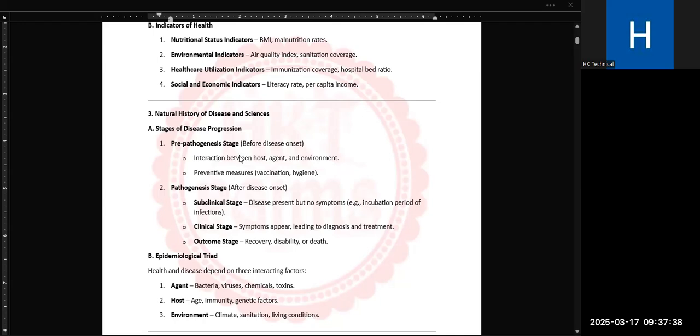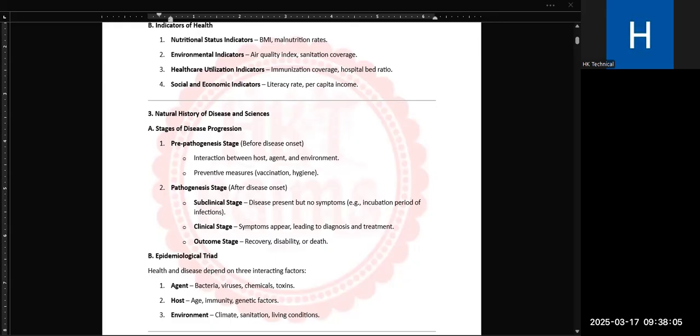So, the pre-pathogenesis stage. Pathogenesis is the development of a disease, right? So pre-pathogenesis is before the disease. Before the disease, someone is healthy. Before the disease, what we can do or have there is the interaction between host, agent, and environment.